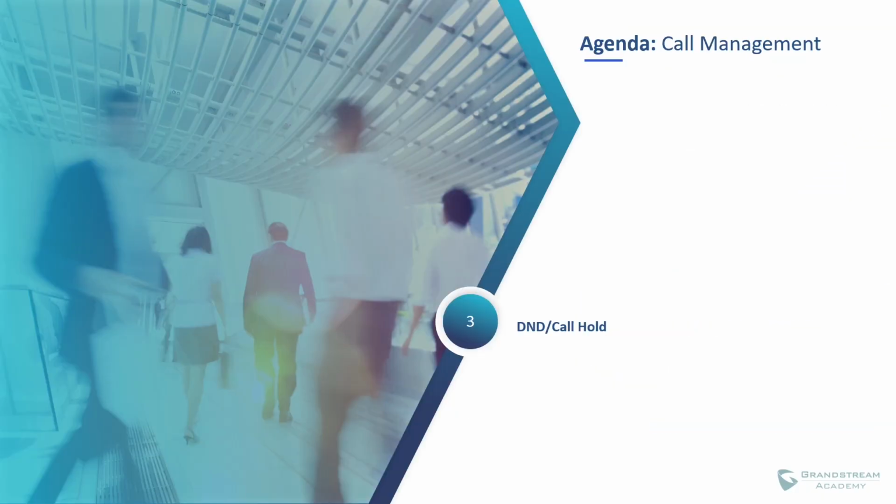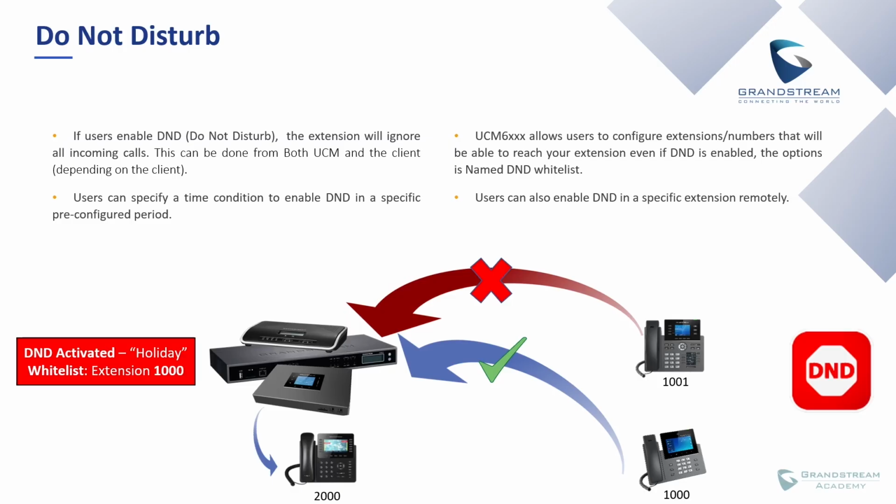Now let's talk about do not disturb and call hold, which are 2 call operations that we use basically every day. Let's learn about how we can configure them and the most important settings we have. Do not disturb, often referred to by its acronym DND, is a feature that enables end users to busy out a station and reject incoming calls.